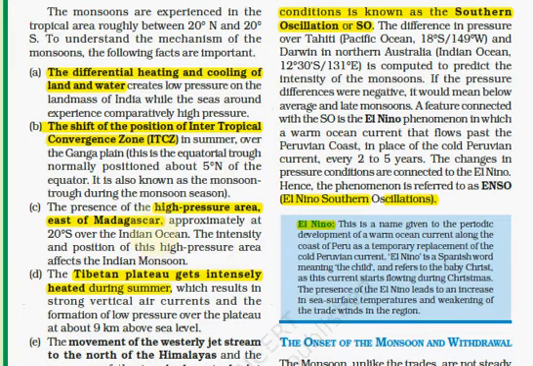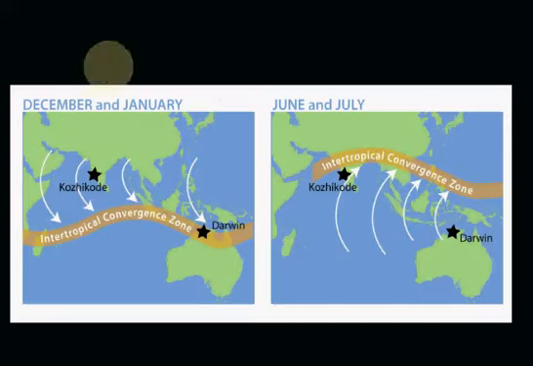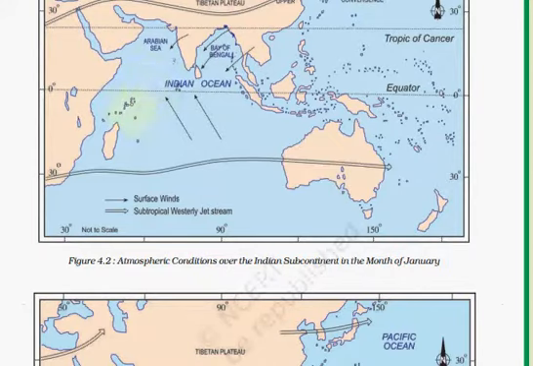Then there is the presence of a high pressure area east of Madagascar, and its intensity decides the intensity of the monsoon. Here is Madagascar island, and the pressure intensity at Madagascar defines the flow of winds from here to Darwin Island. So this defines the Indian monsoon.